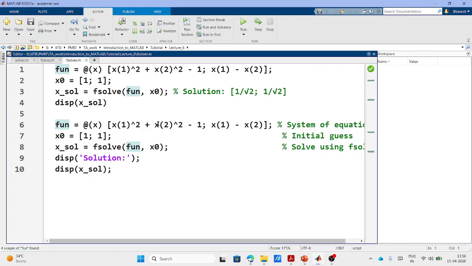So here I have two equations with two variables. First I have x1 squared plus x2 squared minus 1. This is my equation 1, and the second equation is x1 minus x2. Okay? So here the function is defined as a function of variable x, and to this variable x, I am saying the first component of the variable will be x1, and the second component of this variable is x2. So essentially x will be my vector, right?